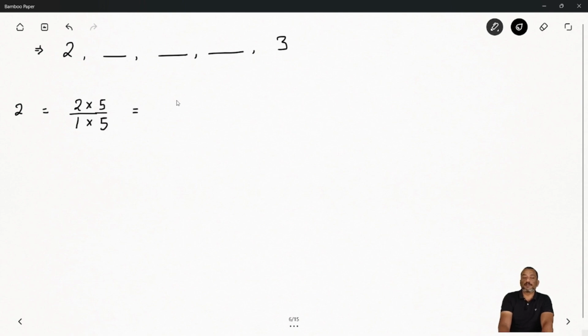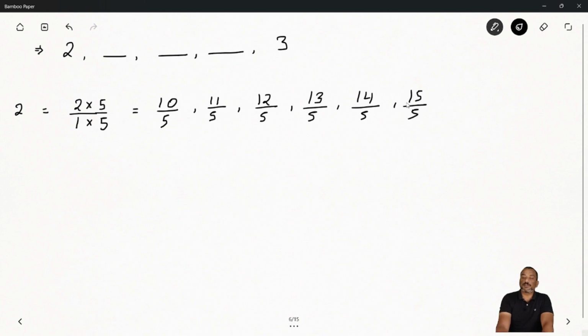You will get here, this one is 10 over 5. Okay, now after 10 over 5, you can go for the next fraction. So your next fraction will become how much? 11 over 5. Next fraction you will get 12 over 5. Next fraction you will get 13 over 5. Next 14 over 5. And next one 15 over 5. Okay, so these are the fractions you will get.